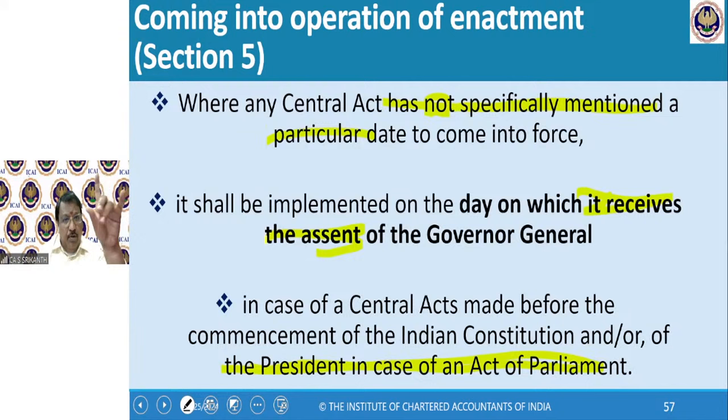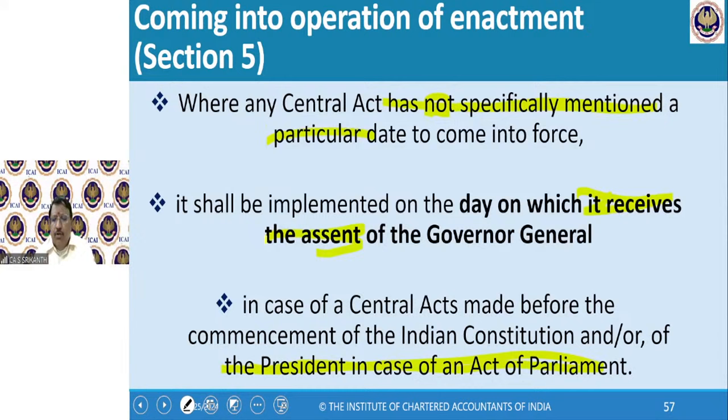Are you able to understand the point? Normally, the act date will be mentioned. If not, they will say it will come into effect when notified by the central government. So, the central government will notify it. You have to wait for the notification. If nothing is mentioned, which is rare, you will not find an act of parliament which does not mention either the date or that it will come into effect from the date notified by the central government. If that is not there, then it will come into effect on the day when it receives the assent of the president.